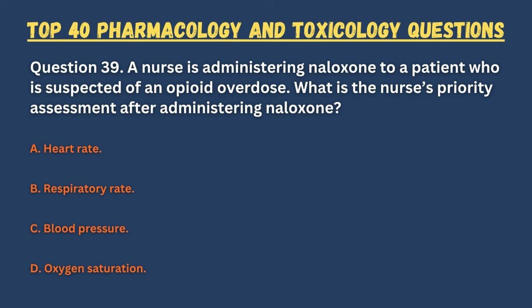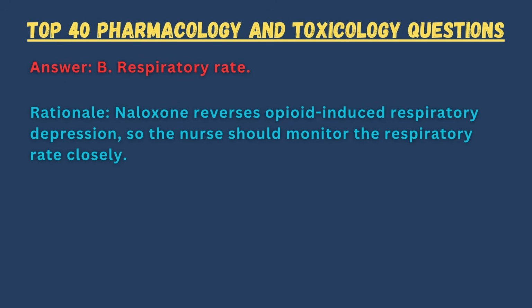Question 39. A nurse is administering naloxone to a patient who is suspected of an opioid overdose. What is the nurse's priority assessment after administering naloxone? A. Heart rate. B. Respiratory rate. C. Blood pressure. D. Oxygen saturation. Answer: B. Respiratory rate. Rationale: naloxone reverses opioid-induced respiratory depression, so the nurse should monitor the respiratory rate closely.